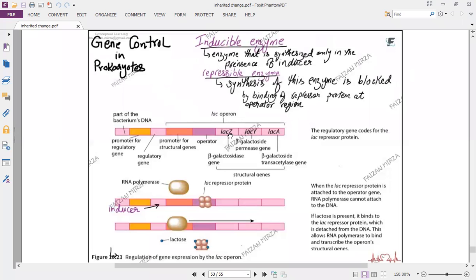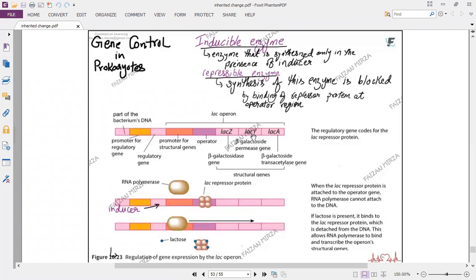It is a cluster of three genes: lac Z, lac Y, lac A. Lac Z codes for the beta galactosidase enzyme. Lac Y codes for the beta galactosidase permease protein. Lac A codes for the beta galactosidase transacetylase enzyme, and they all are genes. The beta galactosidase gene is lac Z, the beta galactosidase permease gene is lac Y, and the beta galactosidase transacetylase gene is lac A.